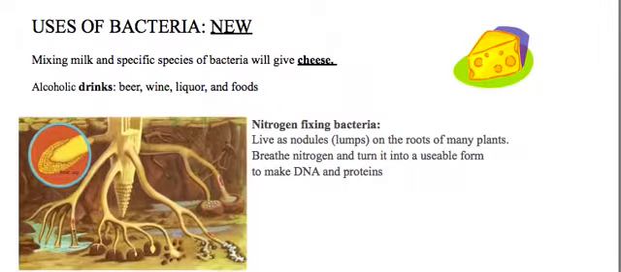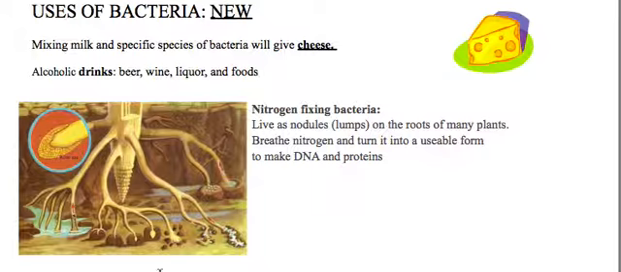Now, uses of bacteria. This is all new to you. First of all, we mix bacteria with milk to make cheese. The hole in Swiss cheese over here is made by the gas that the bacteria produces, and that's what makes the hole. What gives you Swiss cheese versus American versus cheddar is which species of bacteria you use to make the cheese. We also use bacteria to make alcoholic drinks. Our beer, wine, liquor, and even foods like sauerkraut and pickles are also used. We use them to make those foods as well.